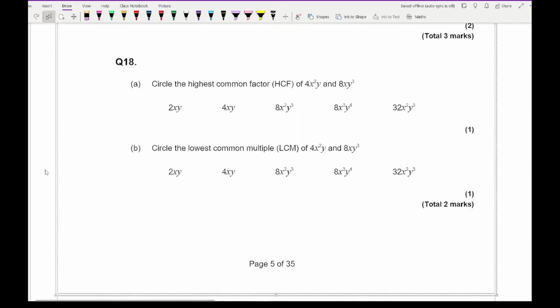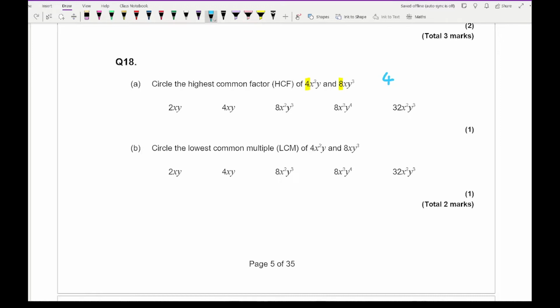Moving on to question 18, it says circle the highest common factor of 4x squared y and 8xy cubed. Now for this particular question, although it uses algebra, you've got to use your knowledge of what factors are. So for this, what we're looking for is the highest common factor of 4 and 8. So what's the biggest number that you can divide both 4 and 8 by? So here the answer is going to be 4.